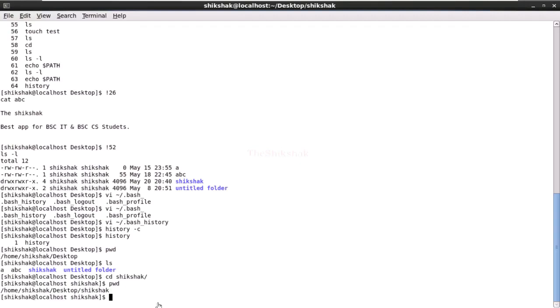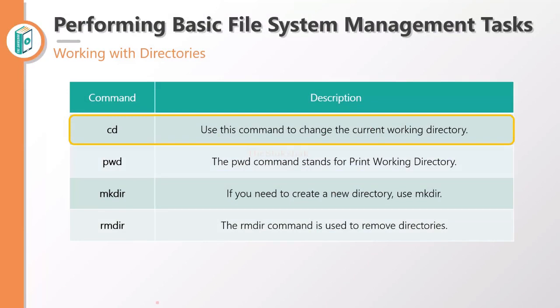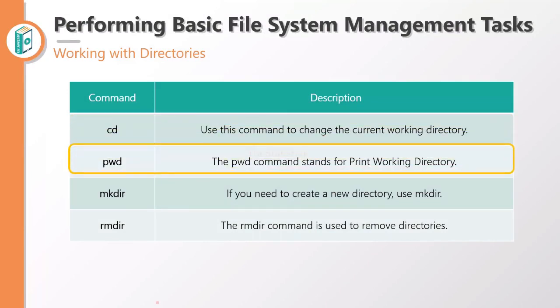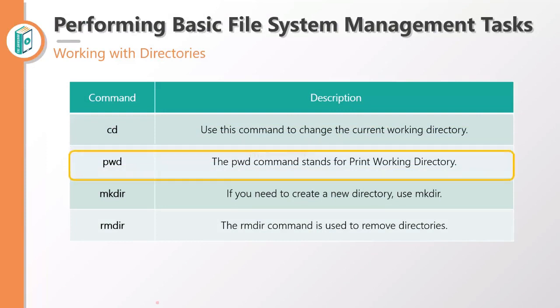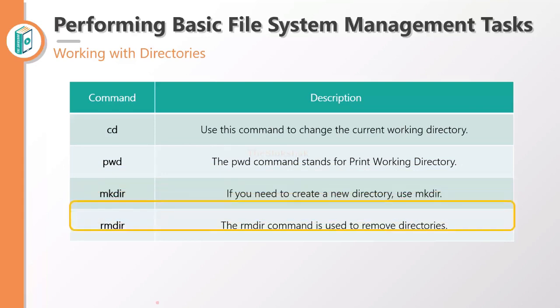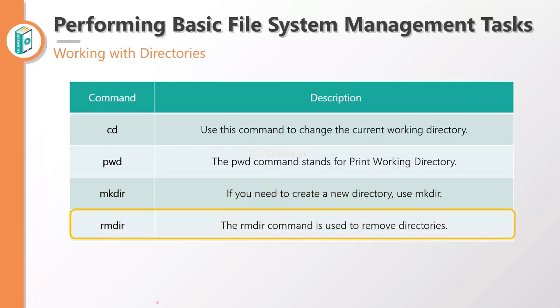Now, pwd we have already seen. The pwd command stands for print working directory. Next is mkdir. If you need to create a new directory, use mkdir, and rmdir is used to remove directories. Those are 4 basic commands used with directories. We will check both commands mkdir and rmdir on the command line.